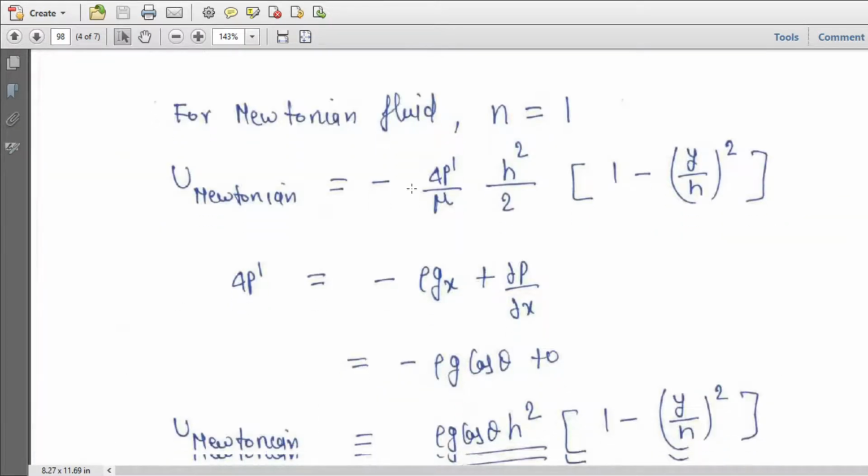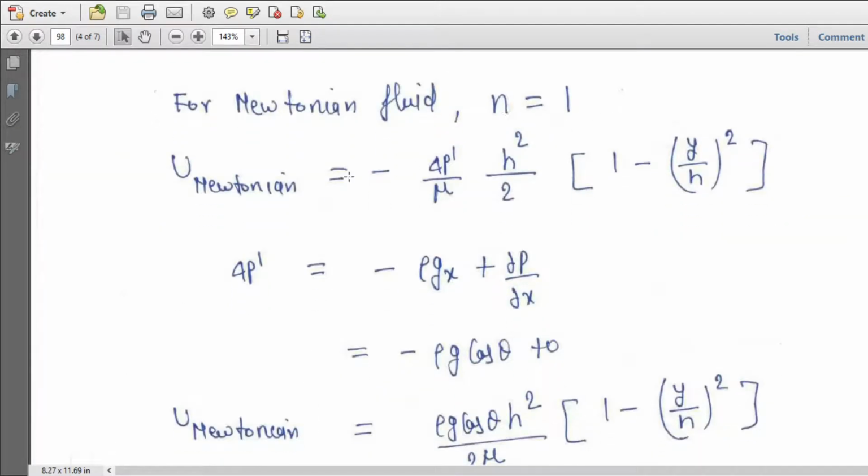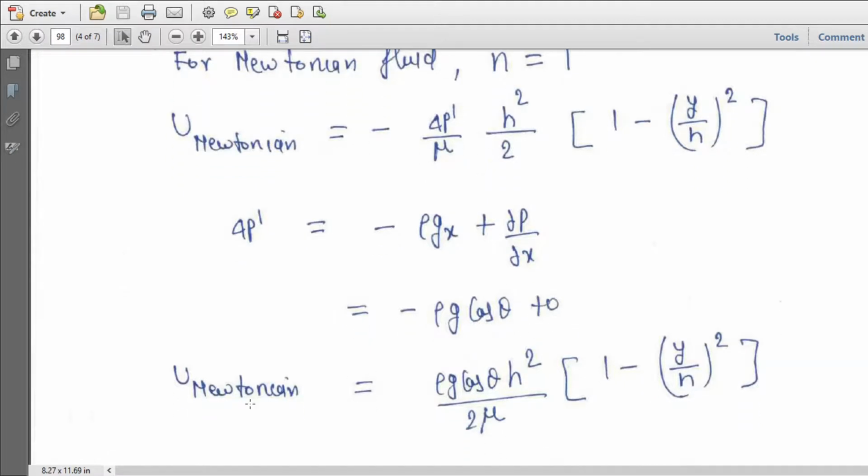Now for Newtonian fluids, n equal to 1, so for a Newtonian fluid this velocity expression comes out to be −Δp' h²/(2μ) [1 − (y/h)²], where Δp' is −ρg_x + ∂p/∂x, so −ρg cos θ + 0. So for Newtonian fluids this is ρg cos θ h²/(2μ) [1 − y²/h²].